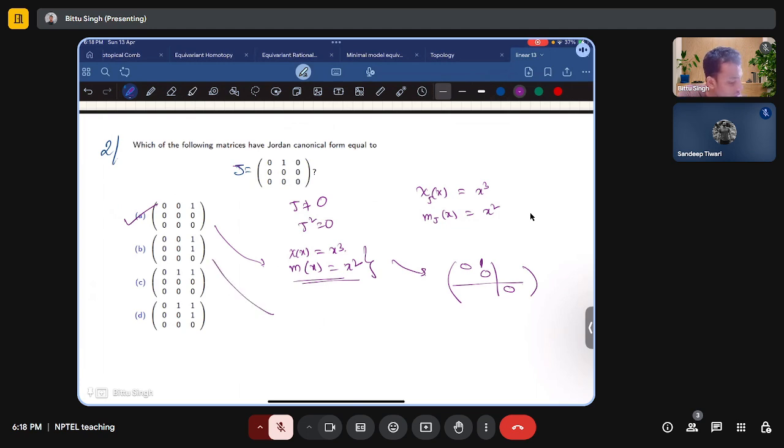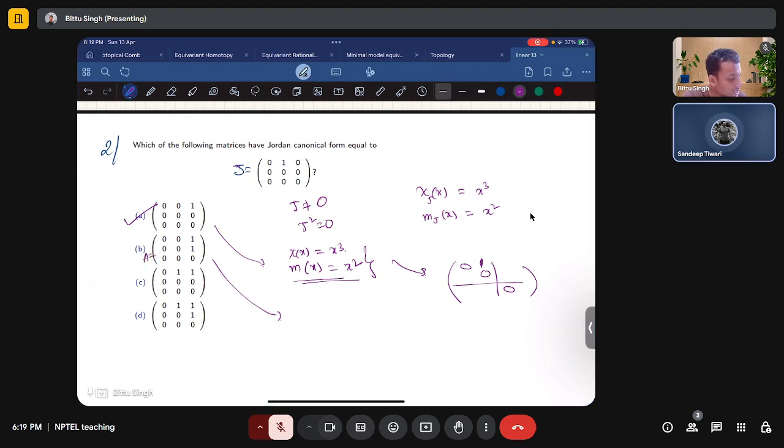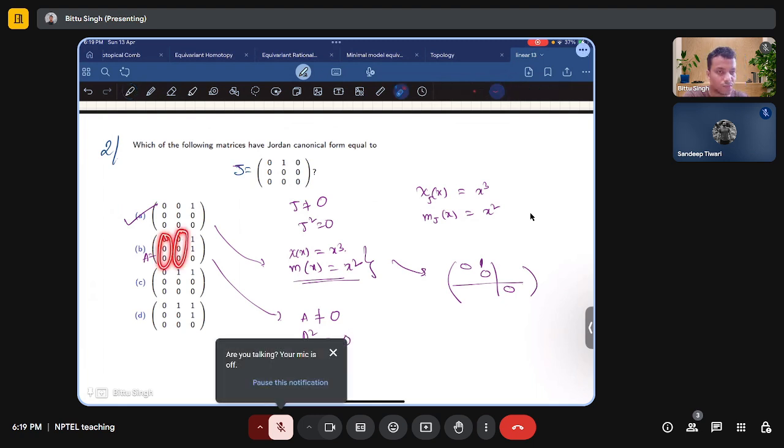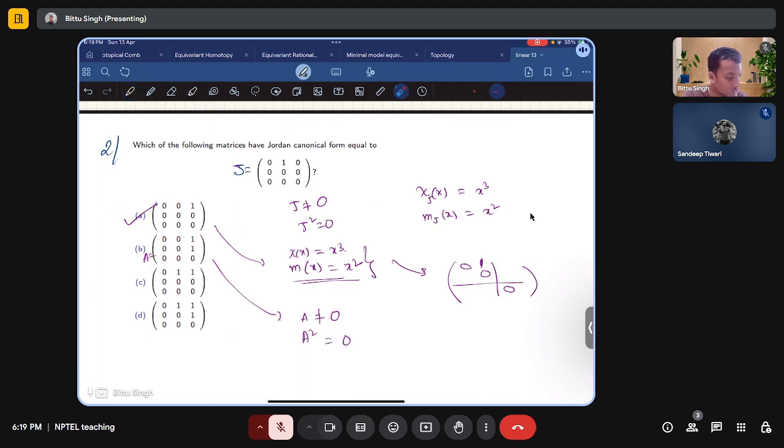Now what about this? The same thing can be done. We can easily check that though A is not 0, A square is 0, because the sum of the first two columns is 0. If you multiply 2 times, the first two columns will become 0, but the third column is the sum of those first two columns, which is again 0. So A square is 0. Therefore, again, the same thing can be done.